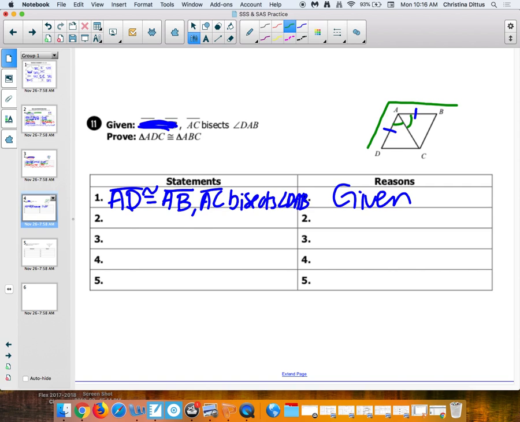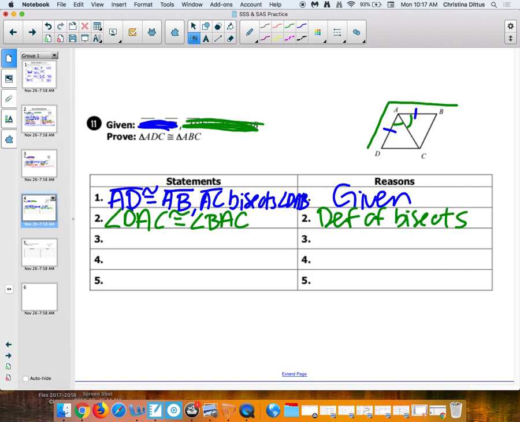Can I just say angle A? Nope. Let's go angle DAC equals angle BAC. And why do I know that they have to be the same? Definition of bisect. Perfect. I've used my last given thing.